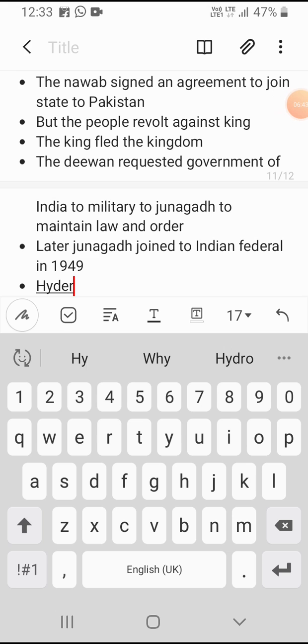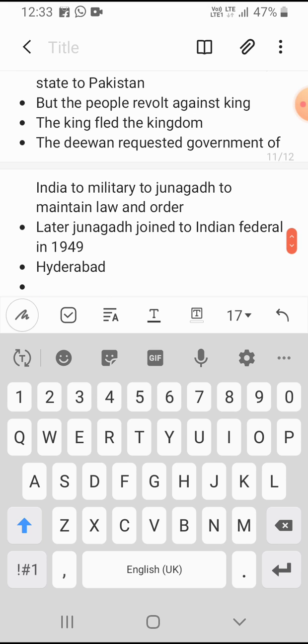Next, let's see how Hyderabad was joined to India. Junagadh joined because the king made an agreement with Pakistan that he will join them, but the people revolted against him, and the Diwan of that kingdom asked India to give them military army and help them protect law and order. Later, Junagadh joined India in 1949.